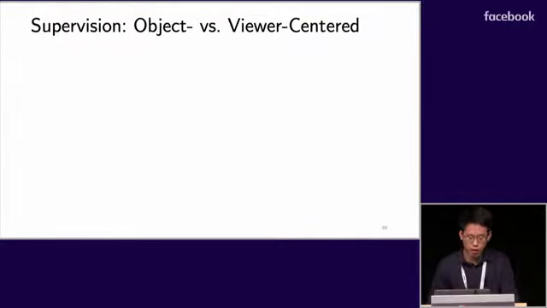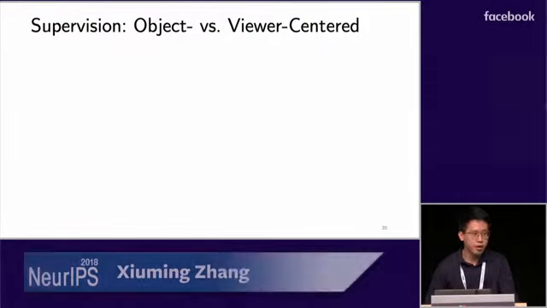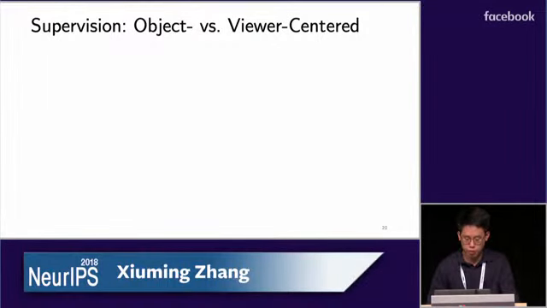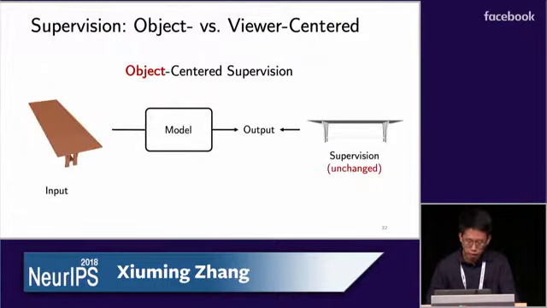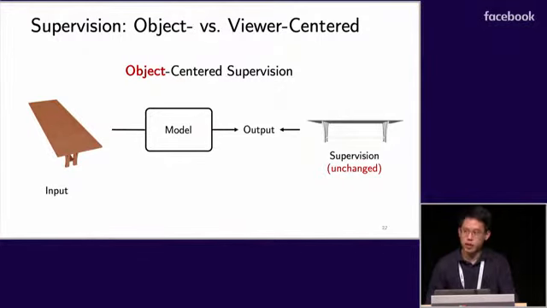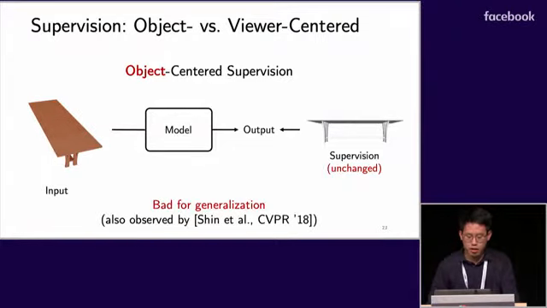We would like to highlight a distinction in supervision type crucial to generalizability: object-centered supervision versus viewer-centered supervision. With object-centered supervision, the model always learns to predict the 3D shape in its canonical pose, regardless of the input view. Take this table as an example. If our input view changes, the 3D shape supervision remains the same. In this case, the model is actually solving an easier problem where some voxels are consistently occupied or empty across different tables. As canonical pose is class-dependent, object-centered supervision is not suitable for generalization.